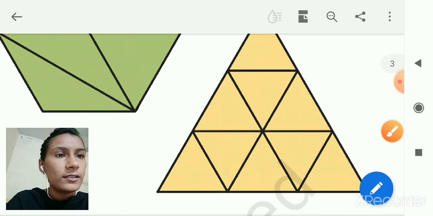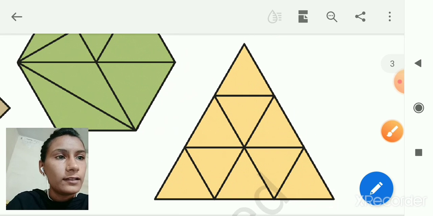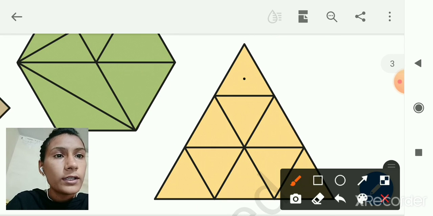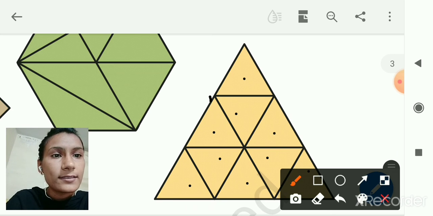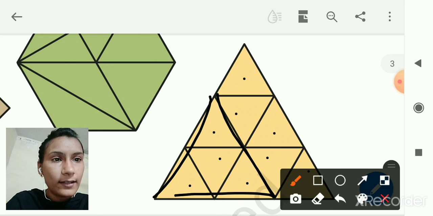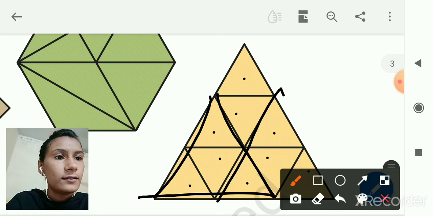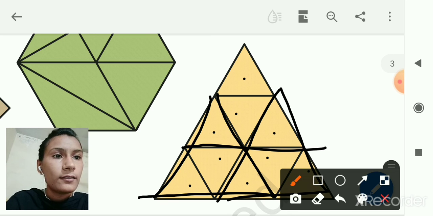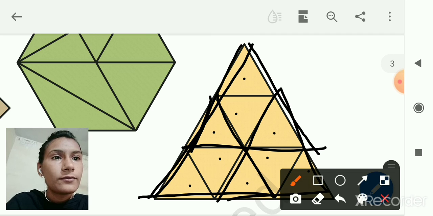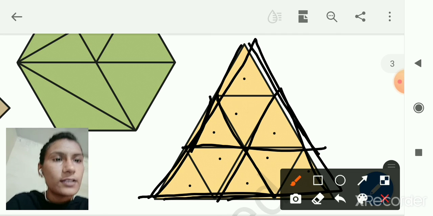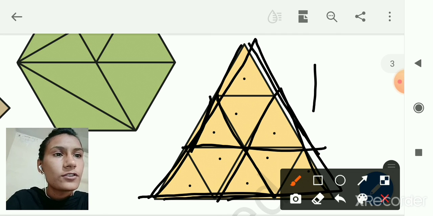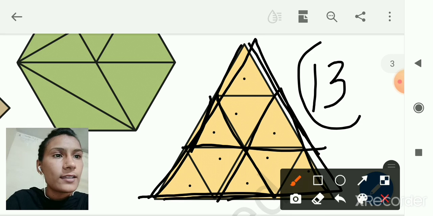Then this triangle, let's count. 1, 2, 3, 4, 5, 6, 7, 8, 9. Then this 10, 11, then 12 and this full triangle. So 13. So how many triangles are there? So here 13 triangles are there.